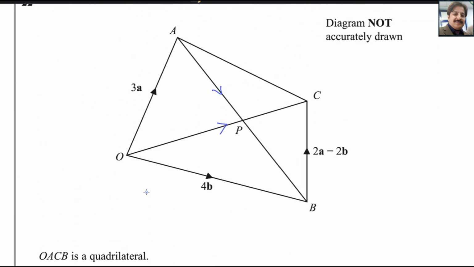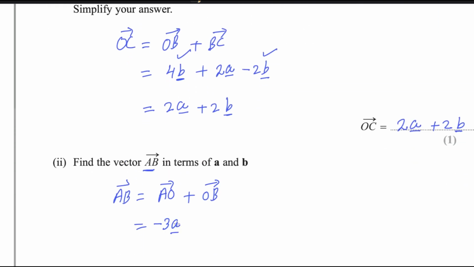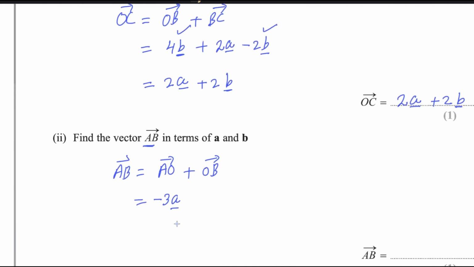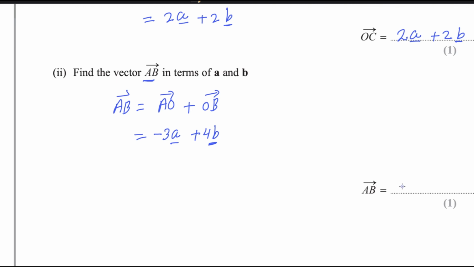In this question, in the diagram, this vector is for OA, not for AO. Therefore, we have to change the direction. That's why it will be negative. If you are going this way, like AO, it will be negative 3A, and OB equals 4B. This is already in the simplest form, so we can write negative 3A plus 4B. So the second part is done.